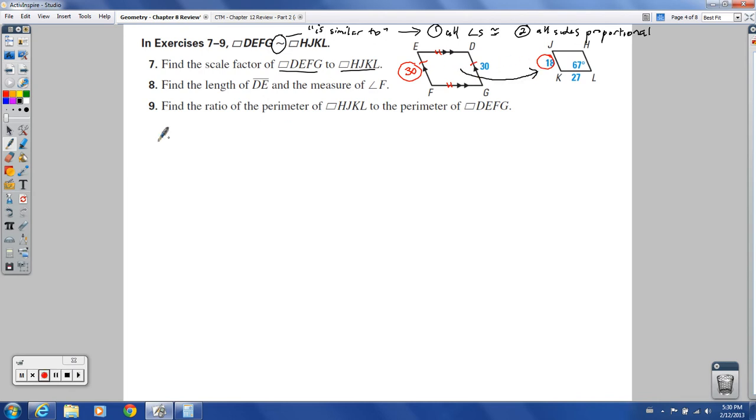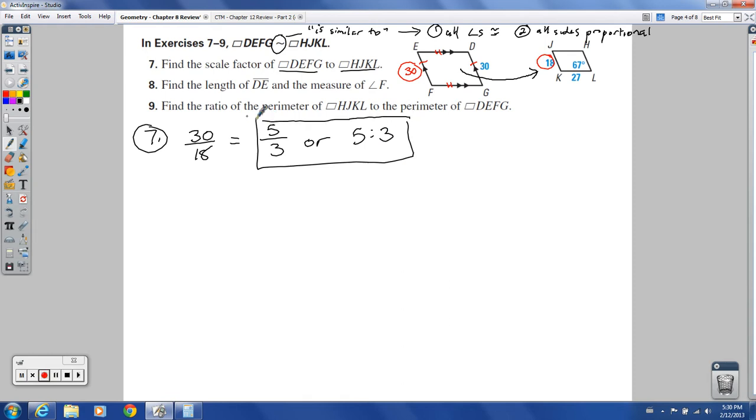So bigger to smaller. Number 7, the scale factor, you're going to have 30 over 18. You can reduce that. You can divide both parts by 6, and you'll have 5 over 3. You can write it like that, or you can write it like this. I would take either one of those as acceptable answers.